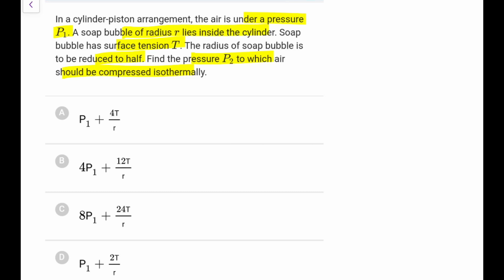Okay, you have to reduce the soap bubble radius to half. That means its inside pressure is going to increase. So initially, the pressure inside the soap bubble will be P1 plus 4T by r, into the volume. The volume, let's say, is 4 by 3 pi r cube.